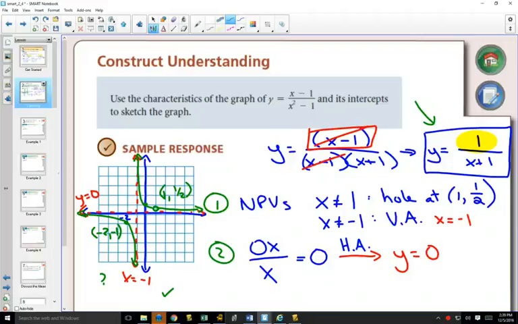What's our parent graph? It's a 1 over x graph. What kind of transformation would this be? Transformation 1 to the left. Can you see that in our final graph? That we've just drawn a 1 over x graph, moved 1 to the left. The only thing about this 1 over x graph is it has an added hole to it, because we have a hole at 1 comma 1/2.